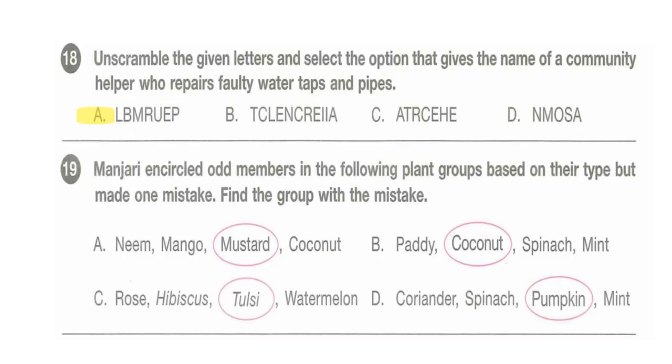Let's move on to question number 19. Manjari encircled odd members in the following plant groups based on their type, but made one mistake. Find the group with the mistake. Option A, neem, mango, mustard, coconut. Mustard is circled. B, paddy, coconut, spinach, mint. Manjari encircled coconut. C, rose, hibiscus, tulsi, watermelon. The encircled odd member is tulsi. D, coriander, spinach, pumpkin, mint. And the odd member circled is pumpkin.